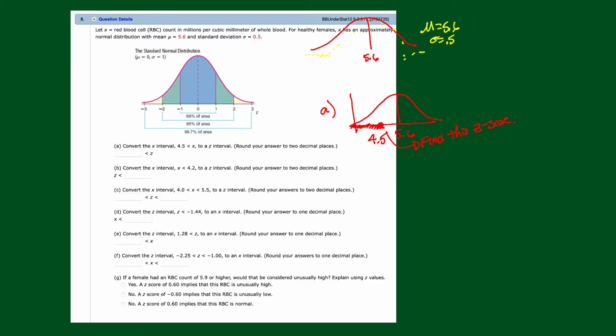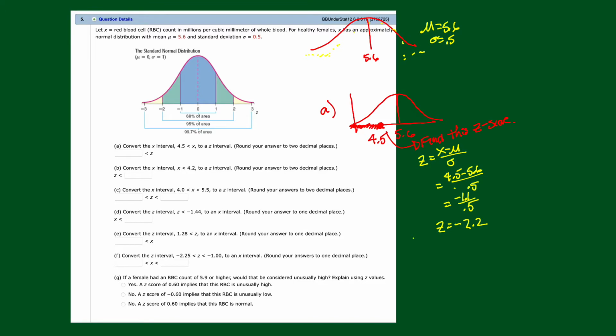Well, I know how to do that. I've got a converter. Converter says that z is equal to x minus mu over sigma. So my z-score is going to be x, 4.5, minus 5.6, all over sigma, which is 0.5. 4.5 minus 5.6 is negative 1.1 divided by 0.5. So that z comes out to negative 2.2.